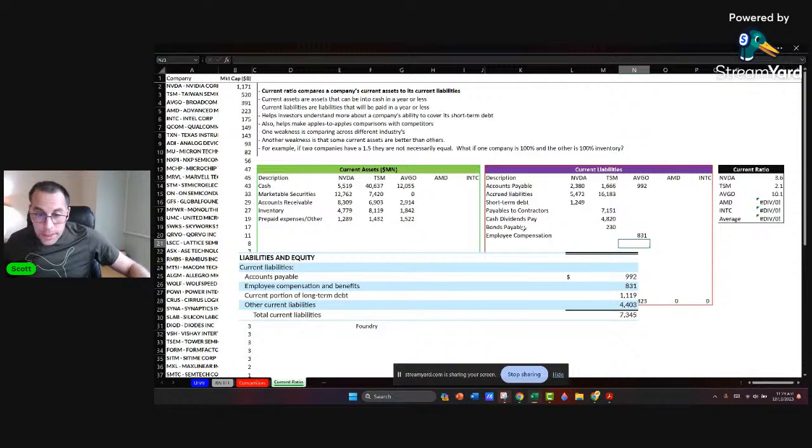Current portion of long-term debt, which is the same as short-term debt. It's the current portion of long-term debt. Because at some point, long-term debt is long-term, like you owe it 5 years from now. But after 4.5 years, it's going to be short-term debt. So it's the current portion of the long-term debt.